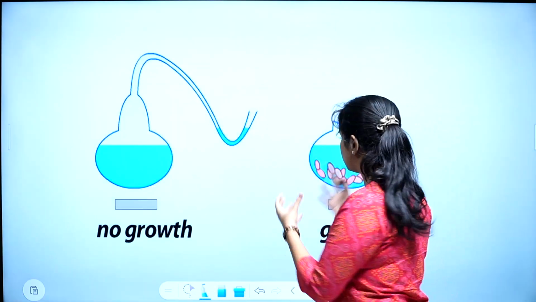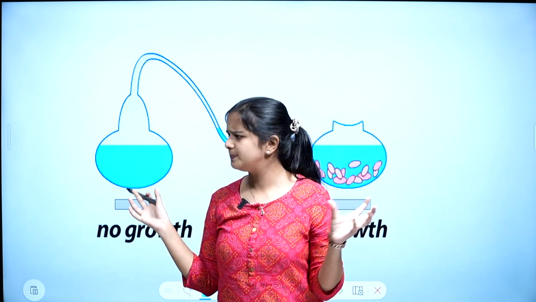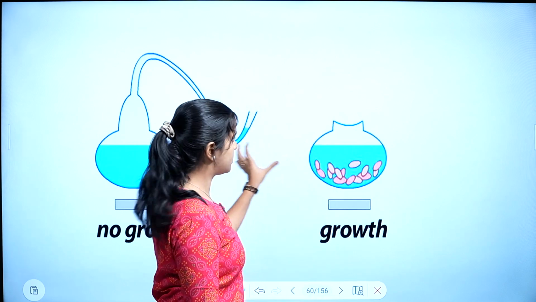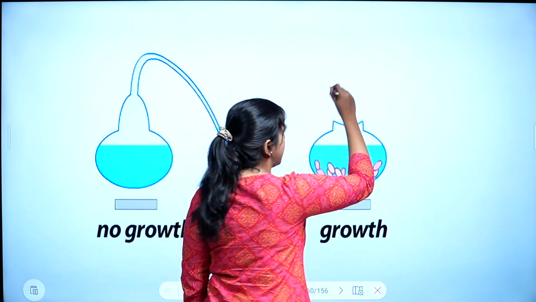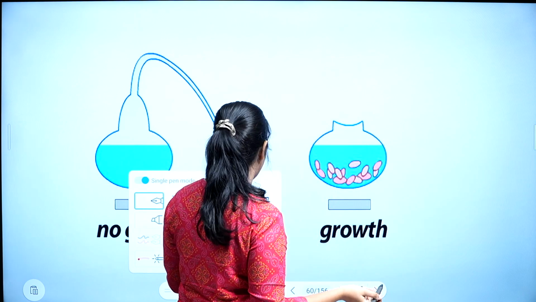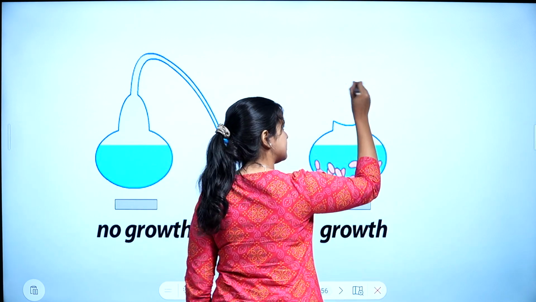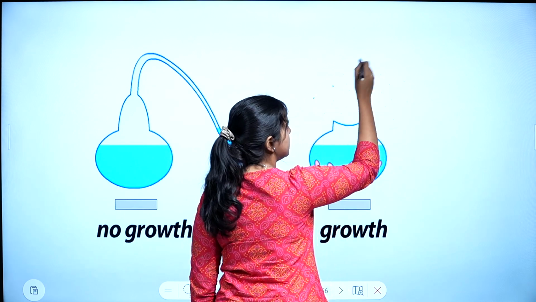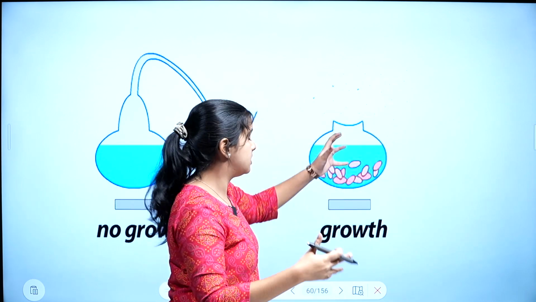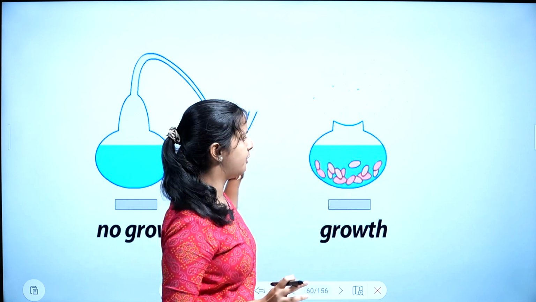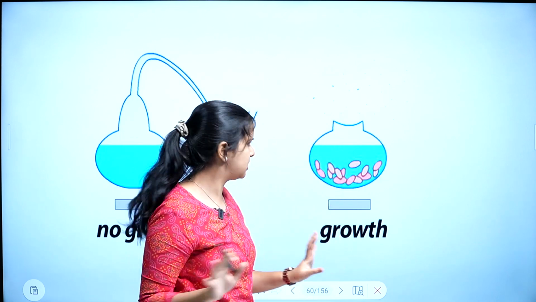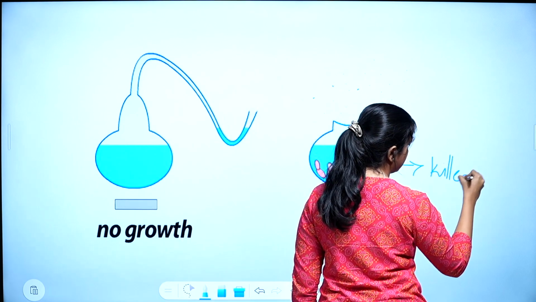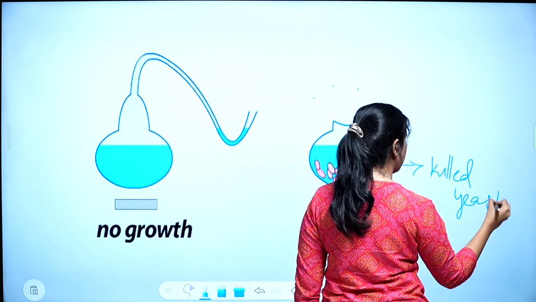I'll show you. He took 2 flasks. One flask was completely open. So you had a lot of microbes over here. As you already know, our air is not sterilized. Our air has a lot of microbes. This flask was not closed. It was left open. It was not sterilized. And he put some killed yeast into this.